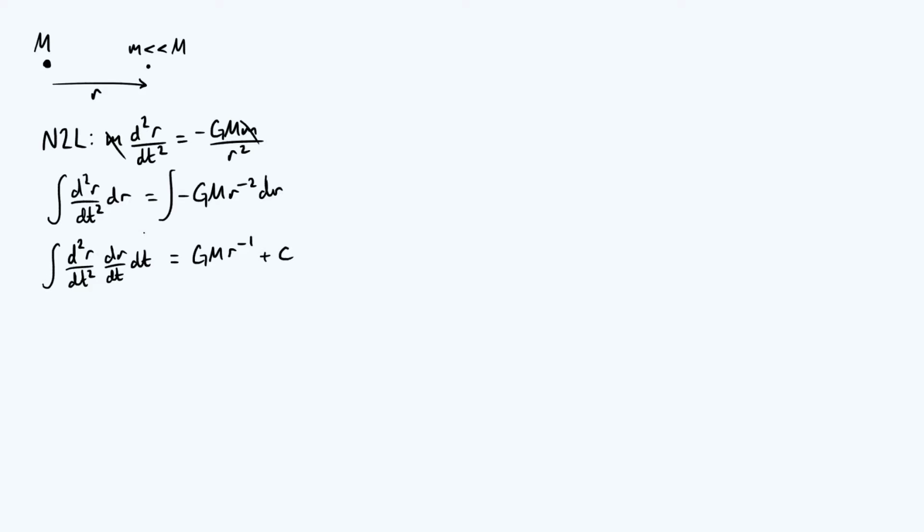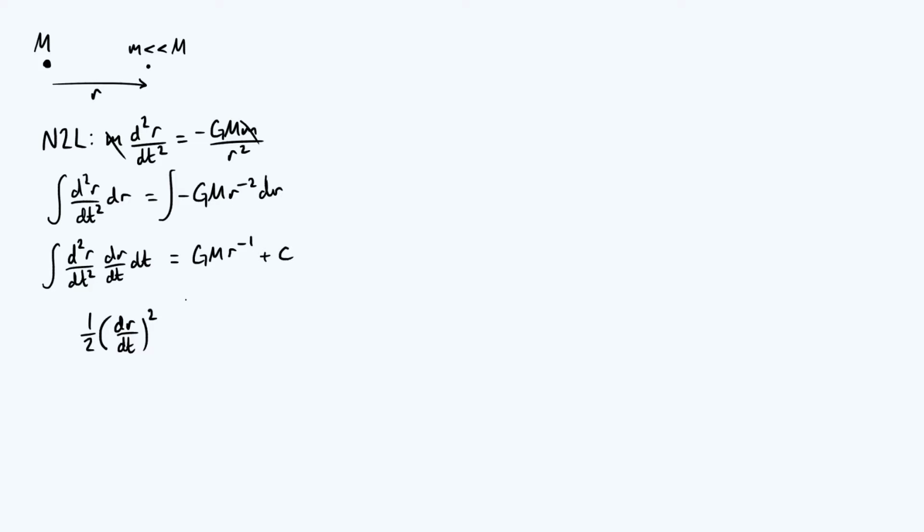But the advantage of this form is that now your integrand is a function, dr by dt, times its own derivative, d2r by dt squared. So when you've got that kind of thing, you can use the chain rule in reverse. And if we do that here, we conclude that the integral of the left-hand side is a half of (dr by dt) squared.